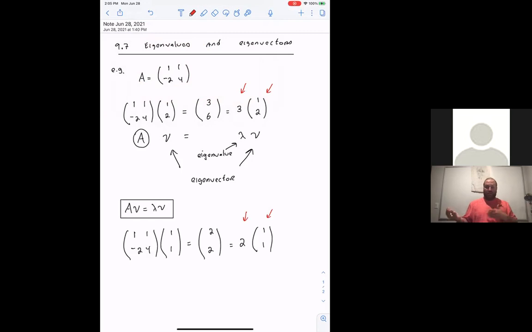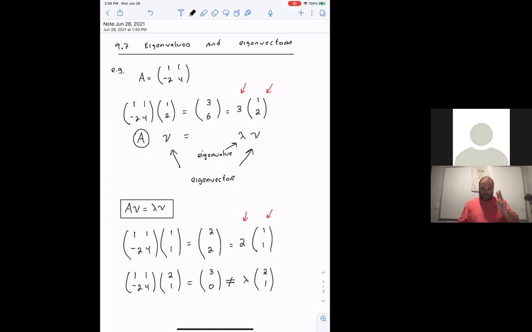Different eigenvalues, different eigenvectors. Just so you don't think that anything works, let's just try a random vector. How about 2, 1? 1, 2 worked, so let's try 2, 1. And what do we get? We get 3, 0, which is not equal to a constant times the original vector. So 2, 1 is not an eigenvector.